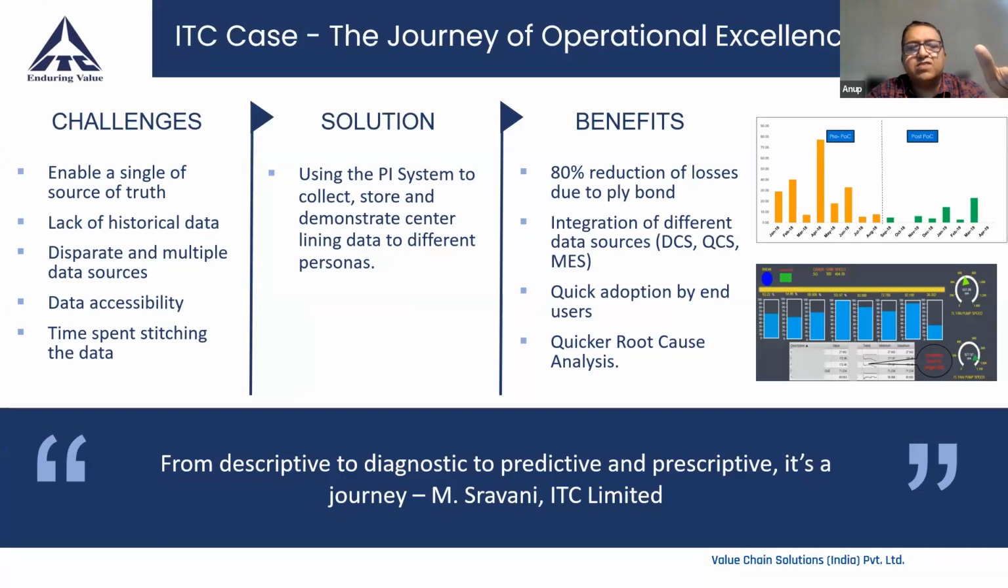This was one of the first cases we did, and they wanted to enable a single source of truth. They had a lack of historical data, which obviously we were ready to give them. Disparate and multiple data sources. Data accessibility was a problem. Time spent in stitching data used to be one of the biggest problems that they faced. Obviously, as I have already explained to you, these things were easily handled. And the benefits we gave were an 80% reduction in the losses due to ply bond, integration of different data sources, and quick adoption by end users.